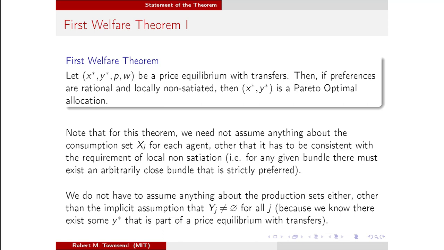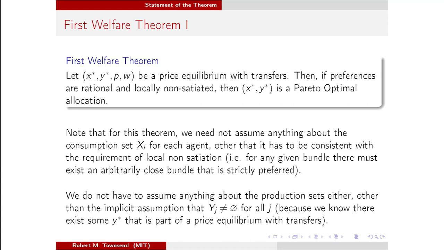So let's turn to the welfare theorems. First one: suppose we had a competitive allocation denoted X star, Y star, with price P and wealth W. Actually, this slide treats it more generally, competitive equilibrium with transfers. A special case, of course, of a competitive equilibrium would be no transfers and just private ownership. But let's start with a competitive equilibrium with transfers. And if preferences are rational and locally non-satiated, that allocation, X star, Y star, is Pareto optimal. Or for short, competitive equilibria are Pareto optimal.